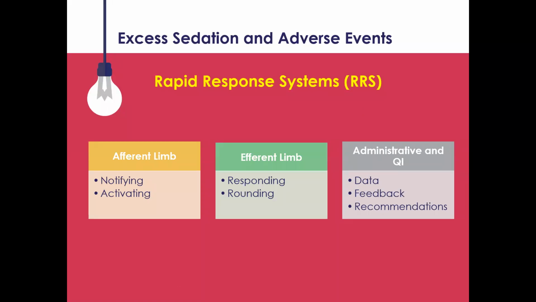Rapid response systems are not new in concept. They were created to improve recognition of and response to a patient's deteriorating condition or conditions in all areas of the hospital, and in an effort to decrease hospital morbidity and mortality. These were developed before the onset of the opioid crisis, but are well suited to incorporate opioid-related adverse events and excess sedation. The three arms of the system include criteria and a system for notifying and activating, which is also referred to as the afferent limb.